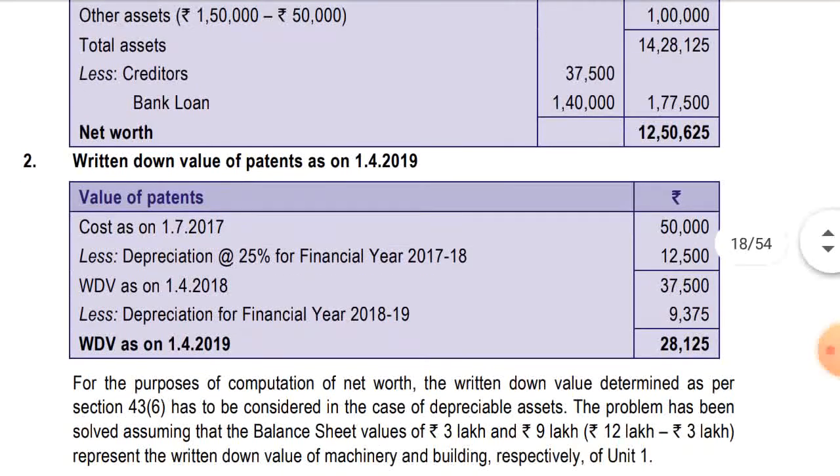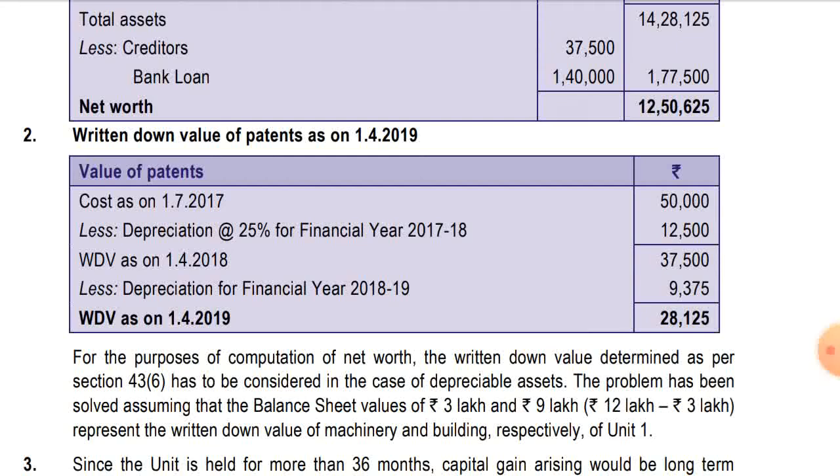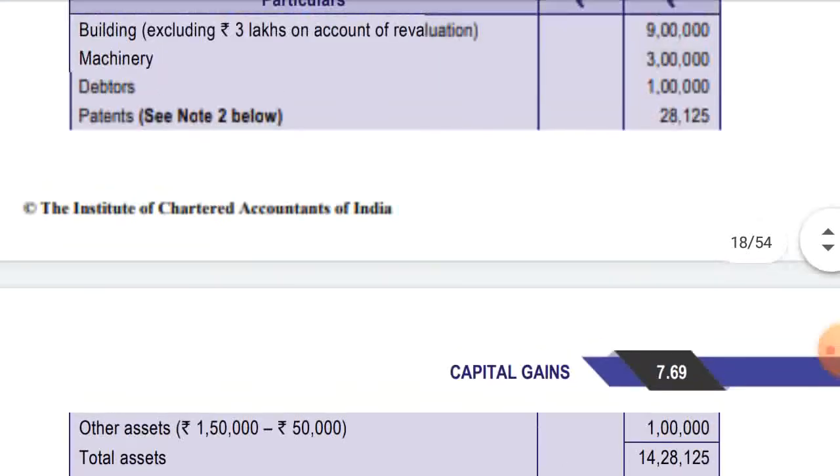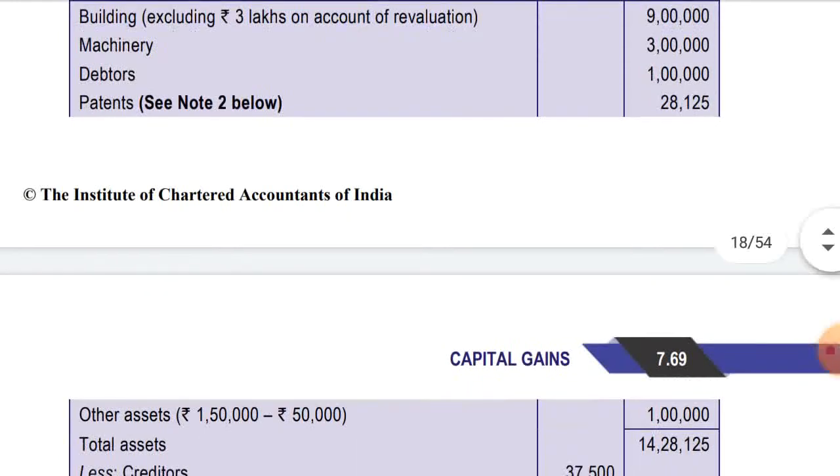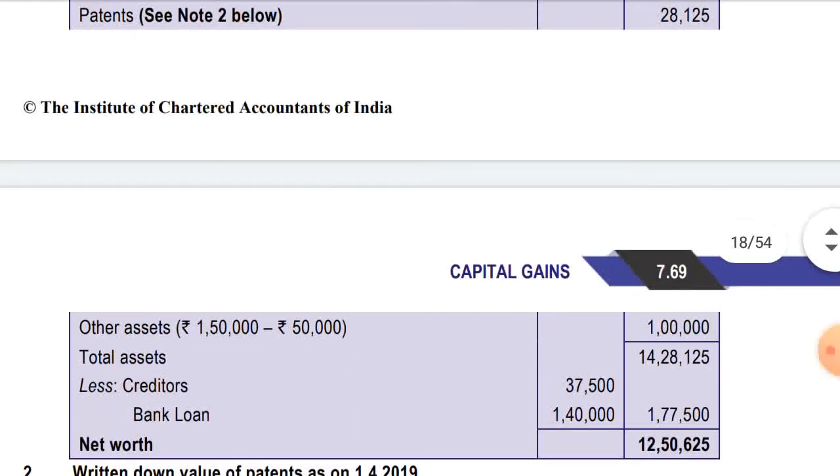Okay. So for the purpose of computing net worth, we'll see to this later. Okay. So we'll put the patent over there, written down value of the patent on 1st April 2019, 28,125. Other assets, 1,50,000 was there, in which it was written in the other information that 50,000 of patent is included, so we'll deduct the patent because we have already taken the patent value. So 1 lakh other assets, total assets comes to 14,28,125.